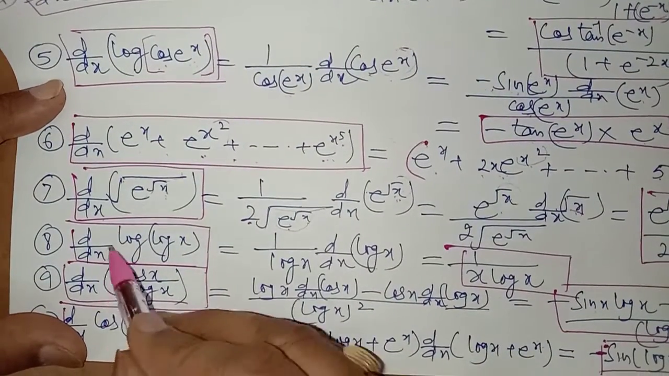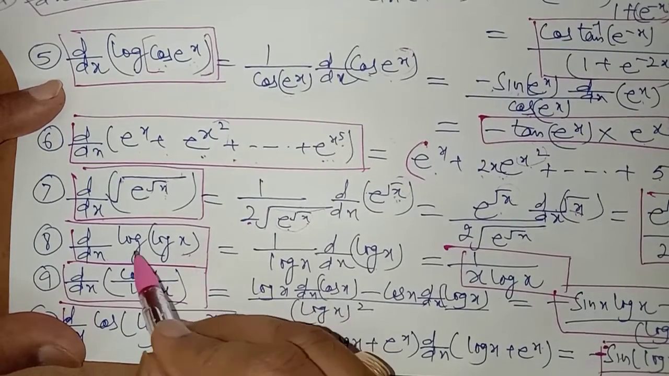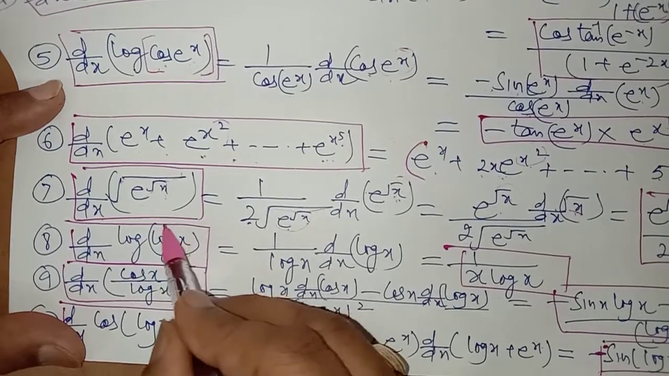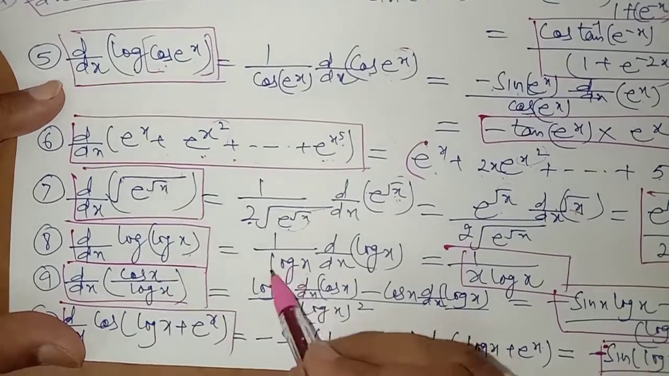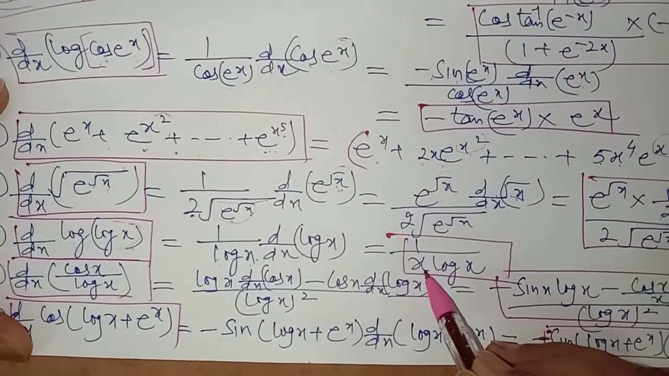Question number 8, derivative of log x. It is a composite function of log with log x. So first of all, differentiate this log. The derivative of log is 1 upon x. So in place of x, we have log x, so 1 upon log x. Multiply with the derivative of log x, which is 1 upon x.